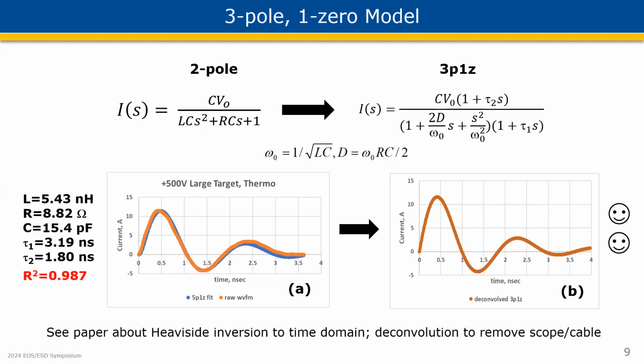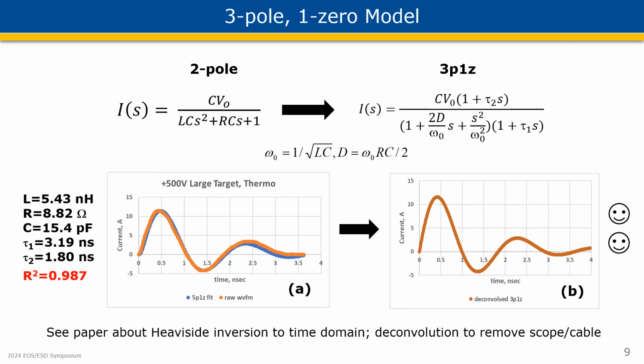And now a large target that didn't fit very well before is found to be easily fit with this scheme, with reasonable core RLC values for the 2-pole element, and then tau 1 and tau 2 substantial values and different values over a nanosecond, and we get a very good fit to the data.